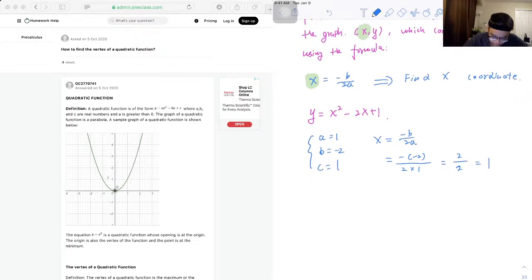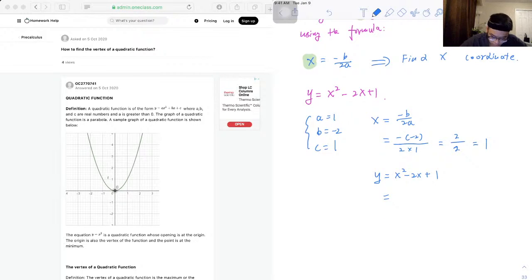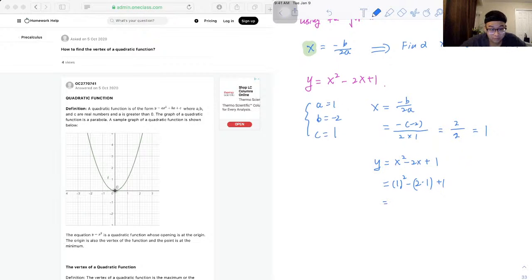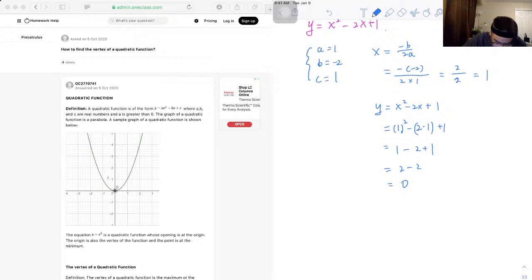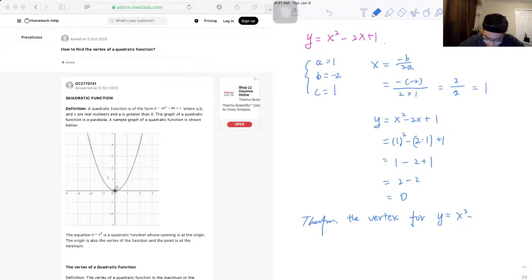Right. So let's copy down the original function for y. So y is equal to x squared minus 2x plus 1. So x squared is just 1 squared, minus 2 times x, which is just 2 times 1, and then the constant part is just plus 1. Right. So this becomes 1 minus 2 plus 1, which is 2 minus 2, which gives us 0 as our answer. Therefore, we can write our conclusion. Therefore, the vertex for y is equal to x squared minus 2x plus 1 is (1, 0).